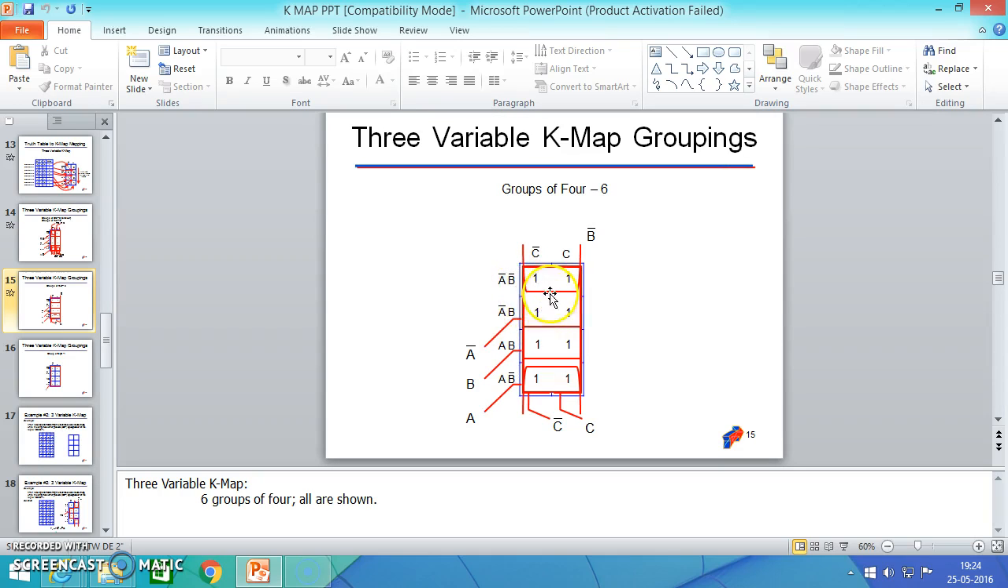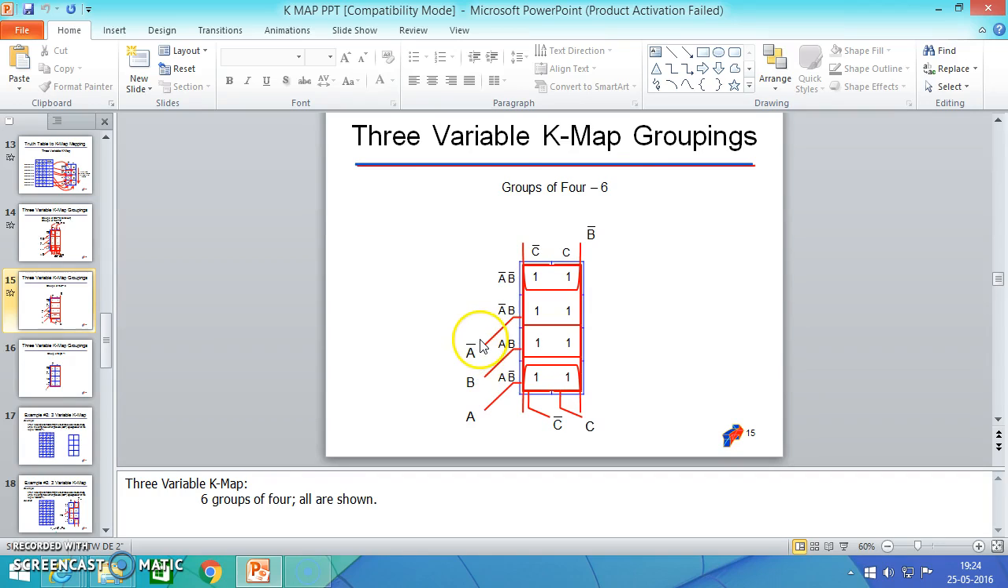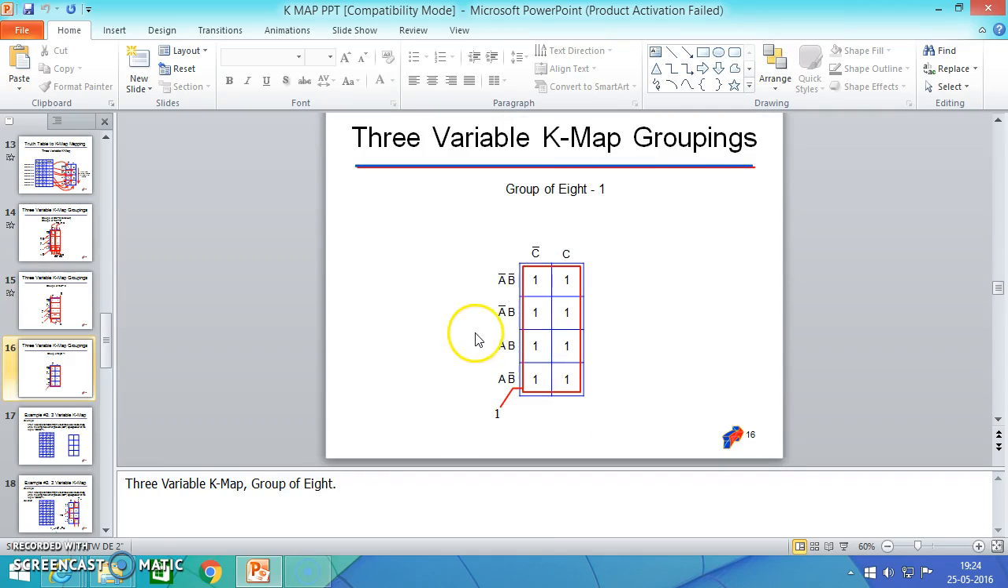Now if we make quads, then 4 quads are there. One this, second one is this, third one is this, and fourth one is this half, and the top one, 2 ones. So 3 quads, groups of 4s, we get 3 min terms results only having 1 variable, A bar, B and A. If all are ones, we can also make a group of 8, that is having all these ones. As there are 3 variables, in a group of 8, all 3 variables will be reduced and we'll get only 1 as result.